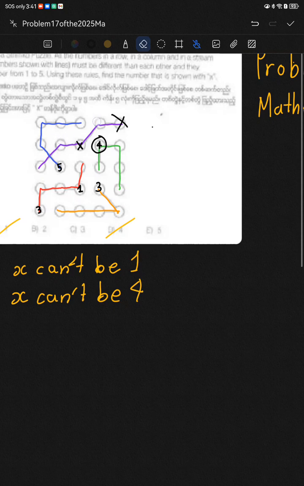We'll clear it up. This is x, by the way. Okay, we can safely write 4 here.